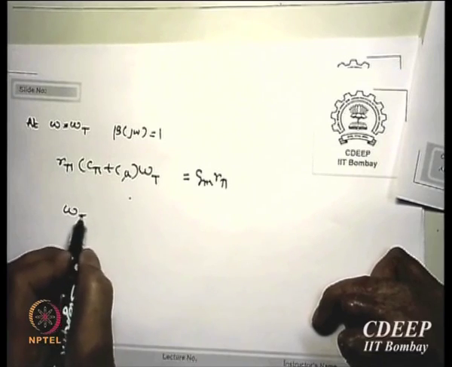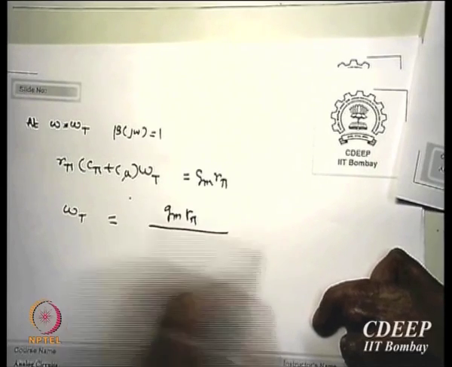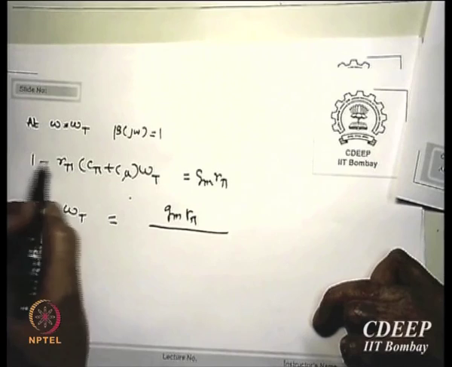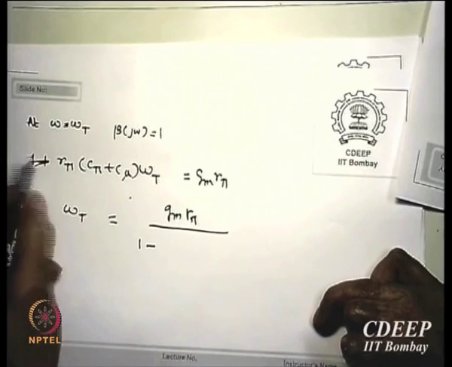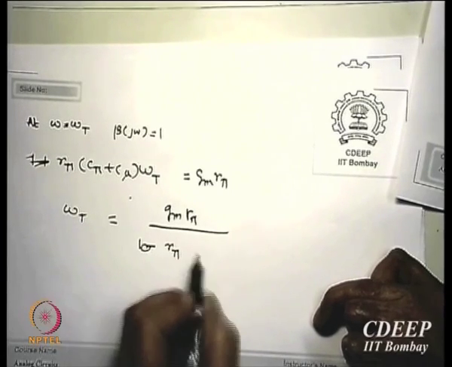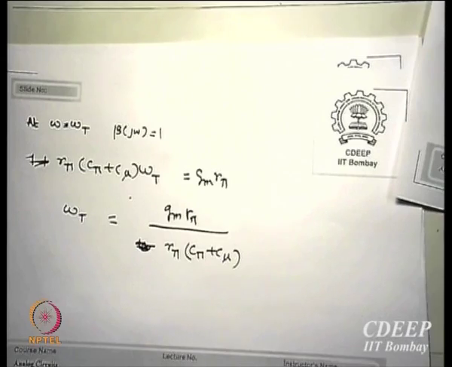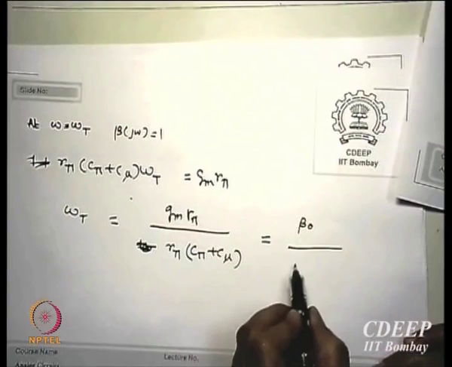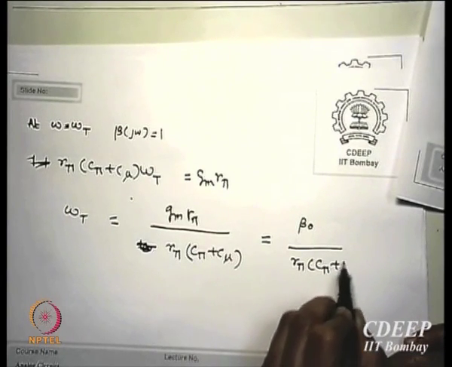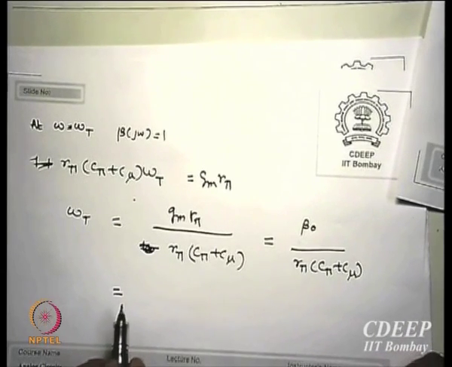then omega t is gm r pi divided by r pi (c pi plus c mu). If you wish to keep the 1, I have no objection, you can keep it and write 1 further, it does not matter. But then a 1 upon term comes, so right now I do not want to complicate. What is gm r pi? Beta 0. What is beta 0 by r pi? gm.